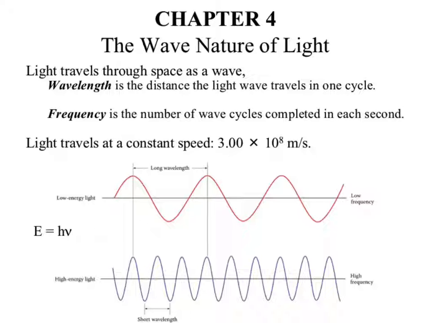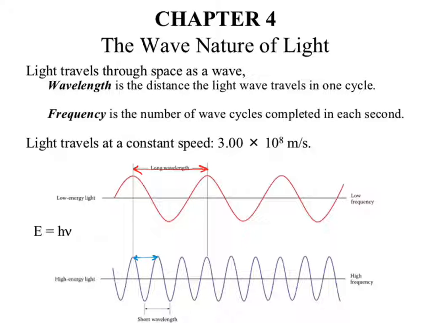So light moves as a wave. Within that wave, we have a wavelength, which is the distance between peaks. And then we also have the frequency: for a given interval, how many times does a peak pass? If we look at the wavelength of these two waves, the red one has a longer wavelength because the peak-to-peak distance is larger than the peak-to-peak distance for the blue one.